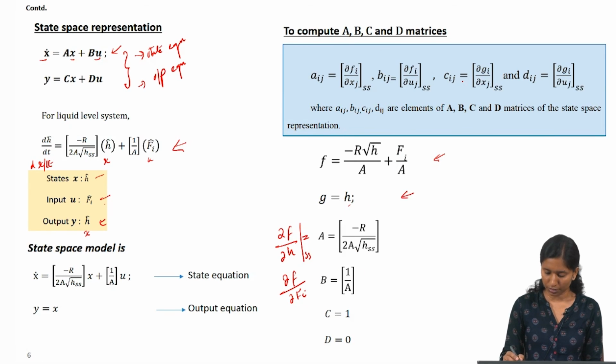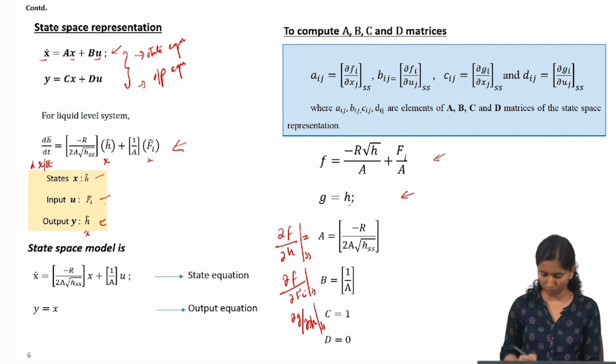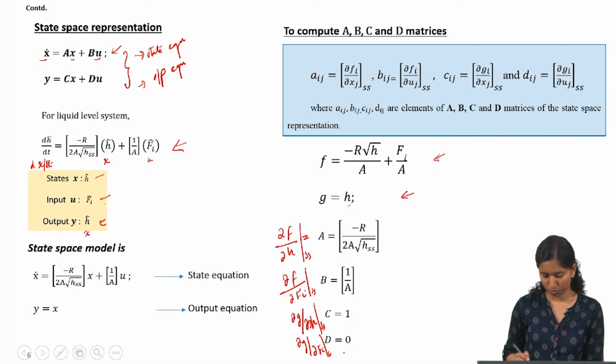Then for calculating C, we have dou G by dou X, which is H at steady state, and we will find it as 1, and similarly dou G by dou Fi at steady state, we will find it as D equal to 0. So, this is one way to compute the state matrices.